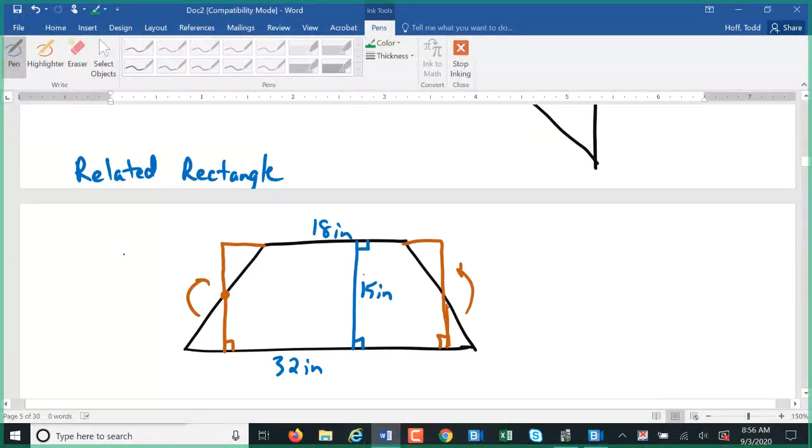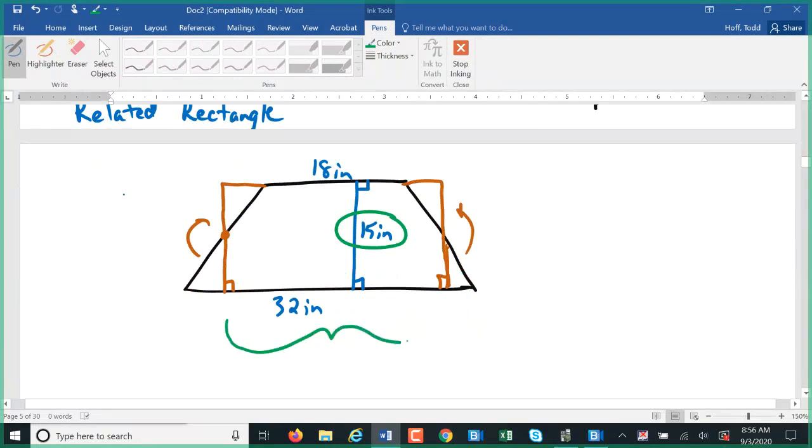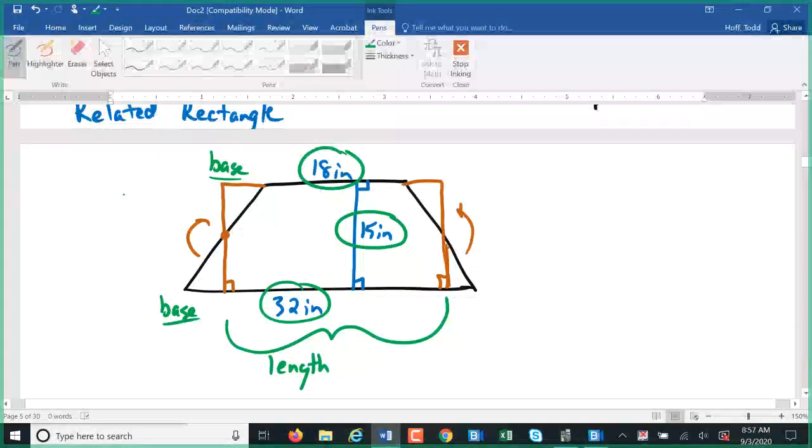The width or the height of the rectangle is still just the height of that trapezoid. The length of my rectangle here is the tricky part. Well, I know the length is longer than these two parallel sides, by the way, are called bases. Obviously, the two bases are not the same size. But the length is between the short base, the 18, and the long base, the 32. In fact, it's exactly between them. It's the average of them.